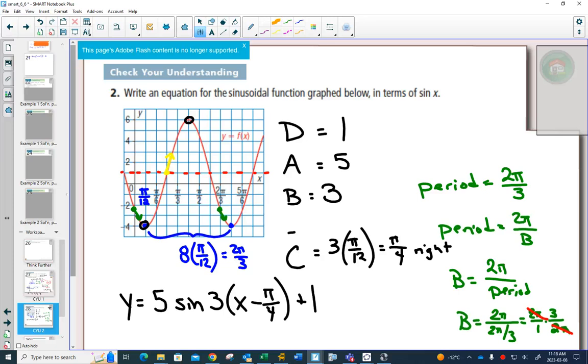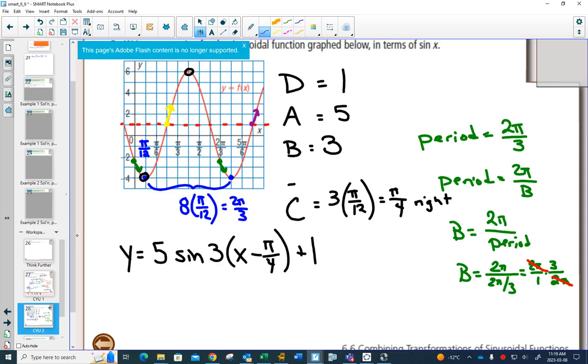I hope you can see that, for example, here is another place on the center line going up. So I could also write as an equation, y equals 5 would stay the same. Sine, the b value would still be 3. X, but now I have shifted 1, 2, 3, 4, 5, 6, 7, 8, 9, 10, 11 pi over 12 to the right. This would also be a possible answer.